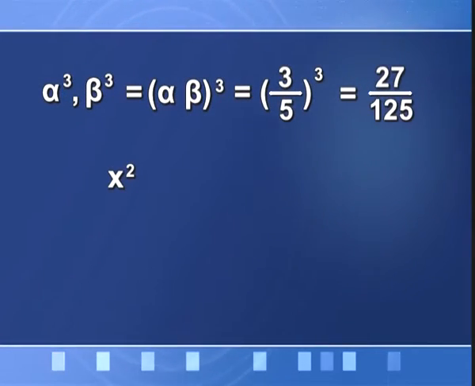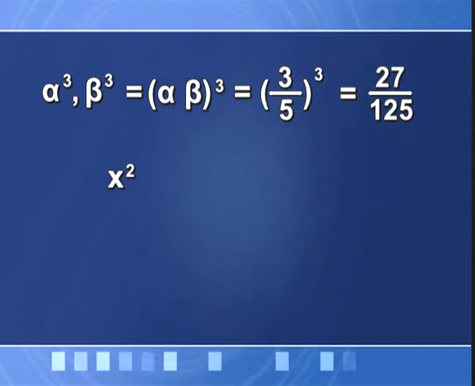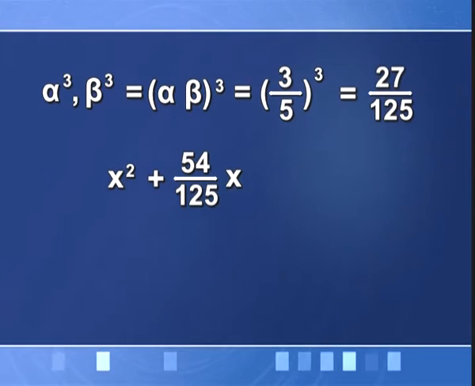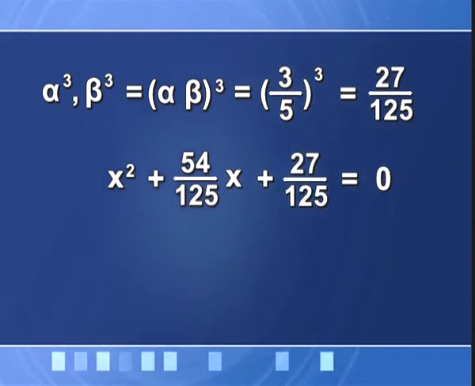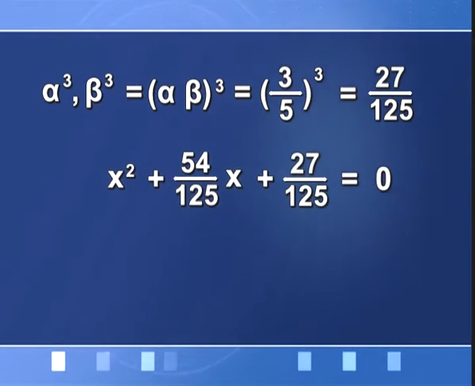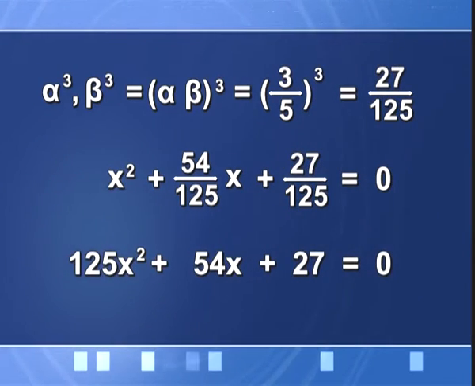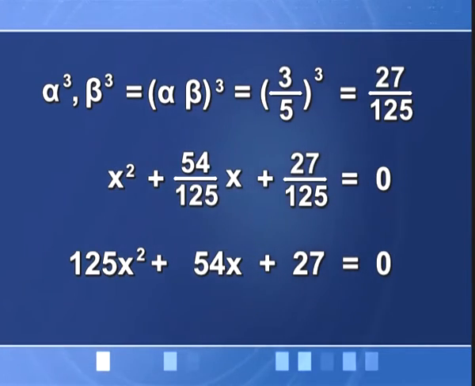What is the quadratic equation? X square minus the sum of the roots. Sum of the roots is negative 54 by 125. So, it will be plus 54 by 125 x plus the product of roots. What is the product of roots? 27 over 125. Multiplying the whole equation with 125, I get the required quadratic equation as 125 x square plus 54 x plus 27 is equal to 0. This is how we can form a quadratic equation when the roots are known.